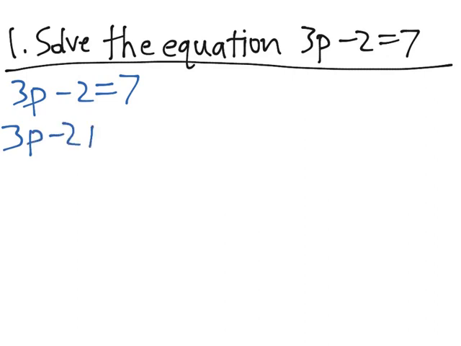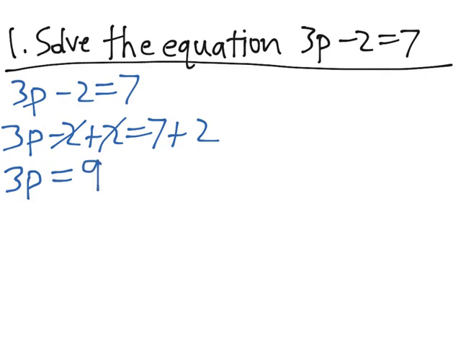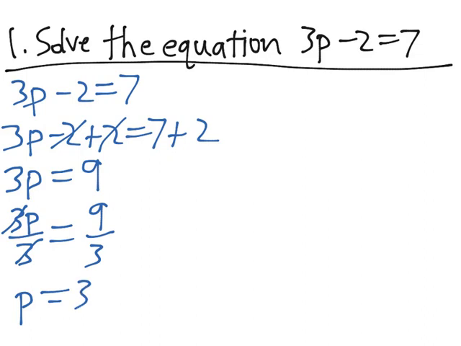3p minus 2 plus 2 equals 7 plus 2. The minus 2 and plus 2 cancel, so now we just have 3p equals 9. Now to find p, we want to divide both sides by 3. So 3p over 3 equals 9 over 3. The 3's on the left side cancel, and we have p equals 3.